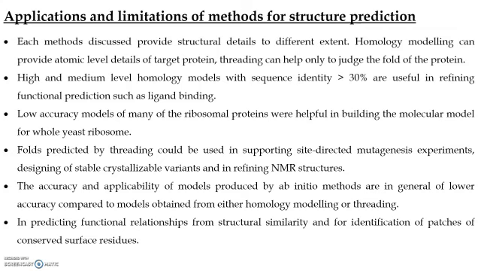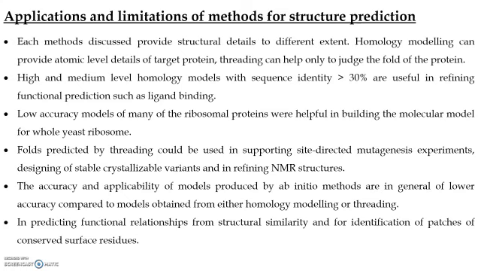And the overall applications and limitations of these computational methods are: each method discussed provides structural details to a different extent. Homology modeling can provide atomic levels of the target protein, whereas threading can judge only the fold of the protein. High and medium level homology models with sequence identity less than 30% are useful in refining functional protein predictions such as ligand binding. Low accuracy models of many of the ribosomal proteins were helpful in building the molecular model for the whole yeast ribosome. Folds predicted by threading could be used in supporting site-directed mutagenesis experiments, designing of stable crystallizable variants, and in refining NMR structures.